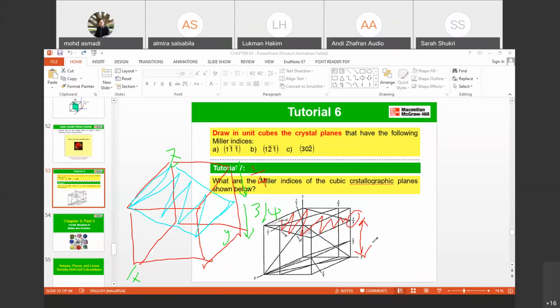Can you do it and post in the Padlet? I want to see whether you understand or not. The plane is given and the intercept is given, but you have to determine the Miller indices. For tutorial 6, the Miller indices are given and you have to draw the plane. How are you going to determine this one? Can you draw?